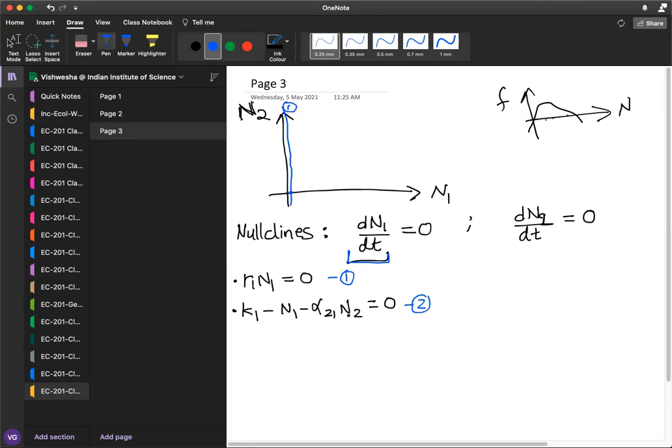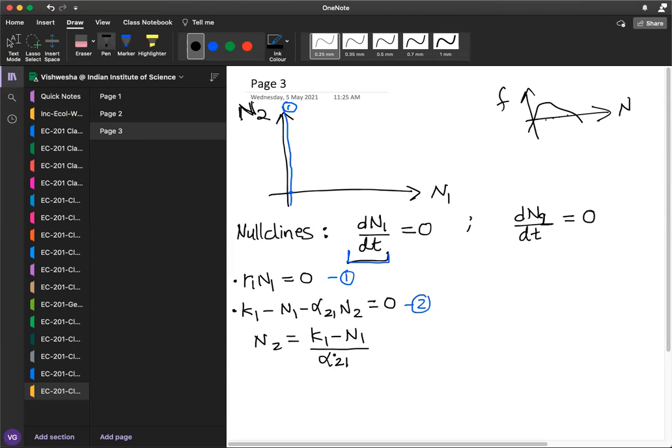So what is the second null cline? I can write it in the following way. I can write this as N2 is equal to K1 minus N1 divided by alpha 2, 1. Is that right? We can simplify this equation to this. This is the second null line for the first species.